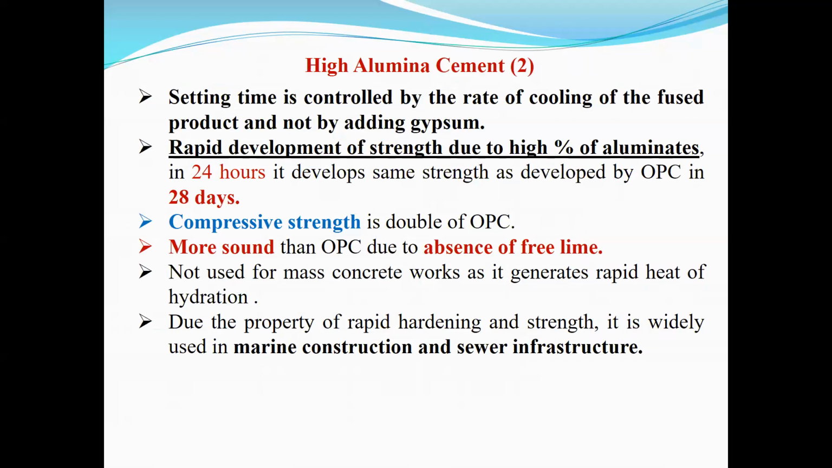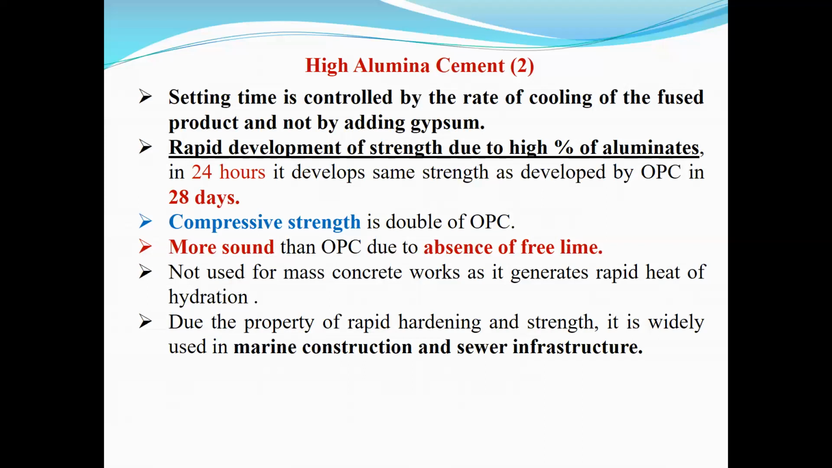And at the same time, rapid development of strength occurs due to the high percentage of aluminates. So the strength normal OPC gains by 28 days can be gained by high alumina cement in 24 hours. That means you can save 27 days. But compressive strength is not reduced, it is double that of OPC, and it is more sound than OPC due to the absence of free lime. You know that due to the presence of free lime, unsoundness of cement takes place. Unsoundness means volumetric expansion or disintegration takes place. So high alumina cement is more sound in comparison to normal OPC.